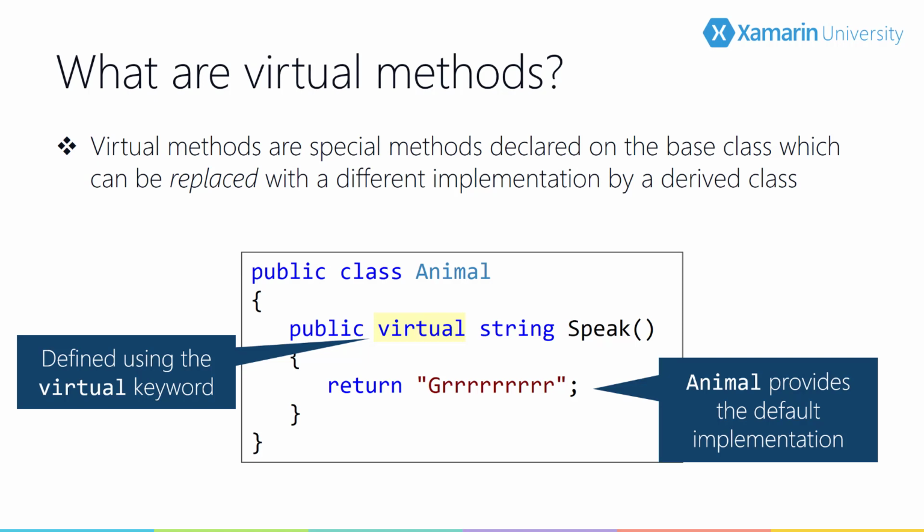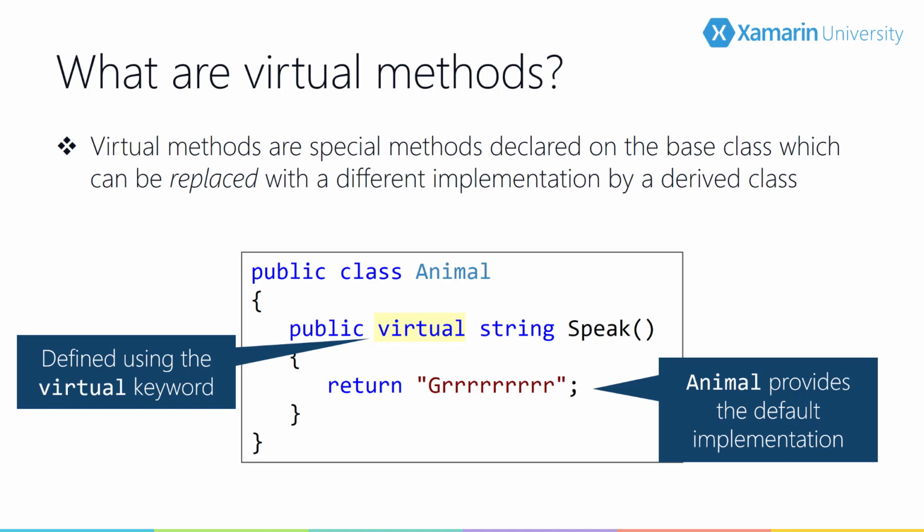And this allows derived classes to replace or extend this method inside the derived class. And so this is done by placing the virtual keyword before the return type in the method signature. And the base class provides a default implementation, and then each derived class can optionally replace the virtual method with their own unique implementation. And in this example, each derived animal can speak differently, for example.